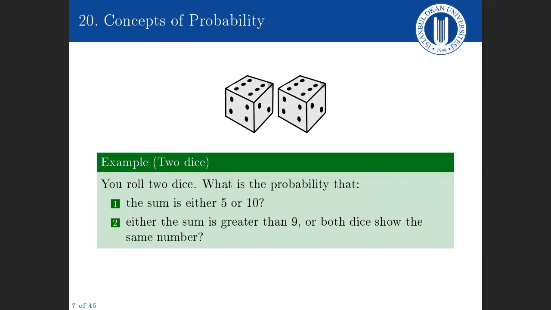Question 1. What is the probability that the sum is either 5 or 10? Question 2. What is the probability that the sum is greater than 9 or both dice show the same number?